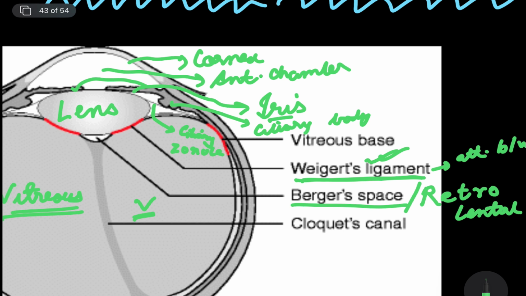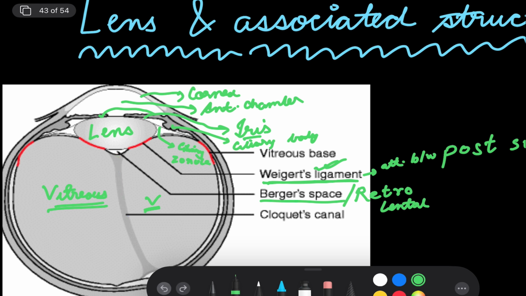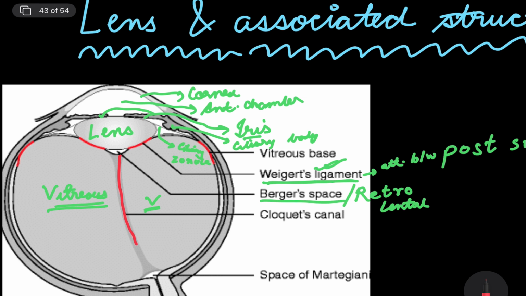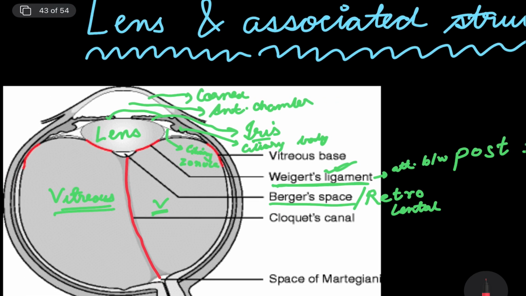Okay? Now let's come to this big or rather long space or canal, whatever you want to call it, that is running throughout the entire length of the posterior segment through the vitreous. This is actually a canal. Let me use red over here. Don't get confused between the fact that both the Vigart's ligament over here and this canal that I have just illustrated are using red colors. Do not get confused by that. Vigart's ligament is Vigart's ligament.